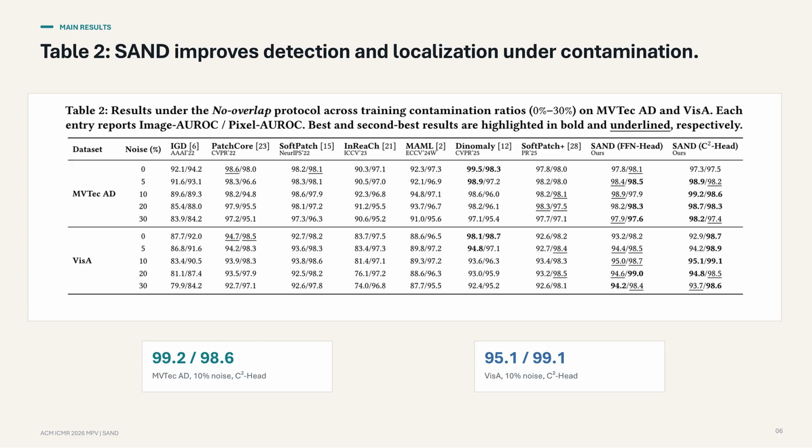Dynomaly also performs well at image-level detection in the clean setting, but its localization degrades more clearly as noise increases. Noise-aware baselines such as SoftPatch, SoftPatch Plus, and InReach reduce this degradation, but SAND remains more stable in the mid to high noise regime. At 10% noise, the C-squared head reaches 99.2 and 98.6 on MVTec-AD. On Visa, it reaches 95.1 and 99.1, exceeding the strongest baseline by 1 point for image-level detection and 0.8 points for localization.